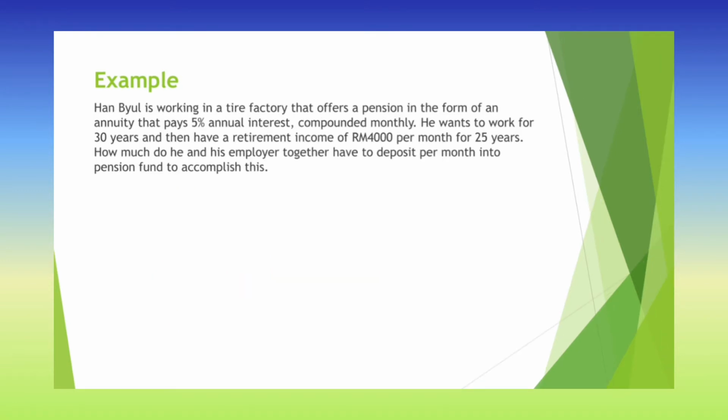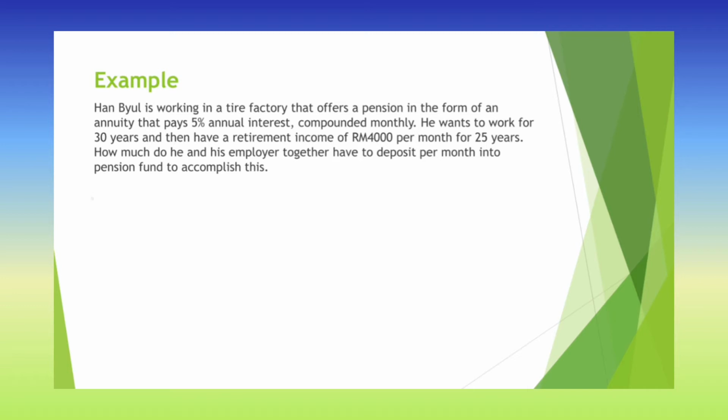Next question. Hanbul is working in a tire factory that offers a pension in the form of an annuity that pays 5% annual interest compounded monthly. He wants to work for 30 years and then have a retirement income of 4,000 per month for 25 years. How much do he and his employer together have to deposit per month into the pension fund to accomplish this?